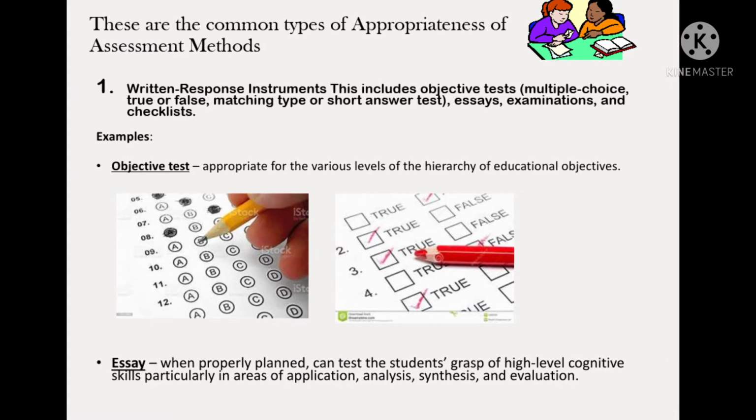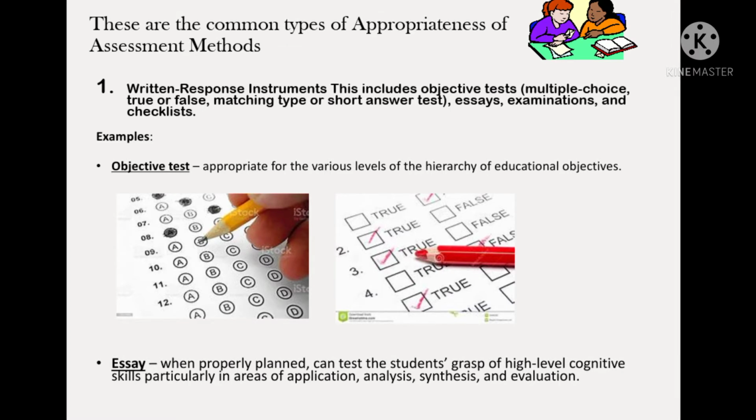Nagawa na natin yung mga ganitong klaseng exam, di ba? Na-experience na natin. So, let's proceed to the second, which is the essay.